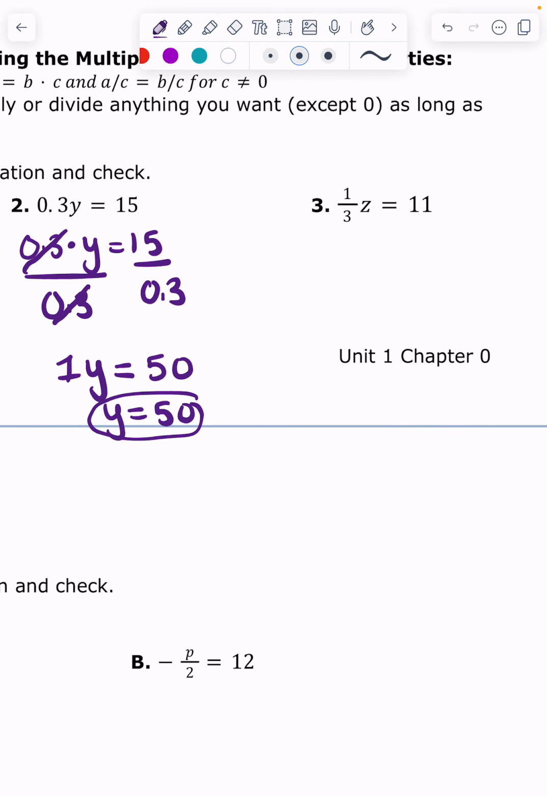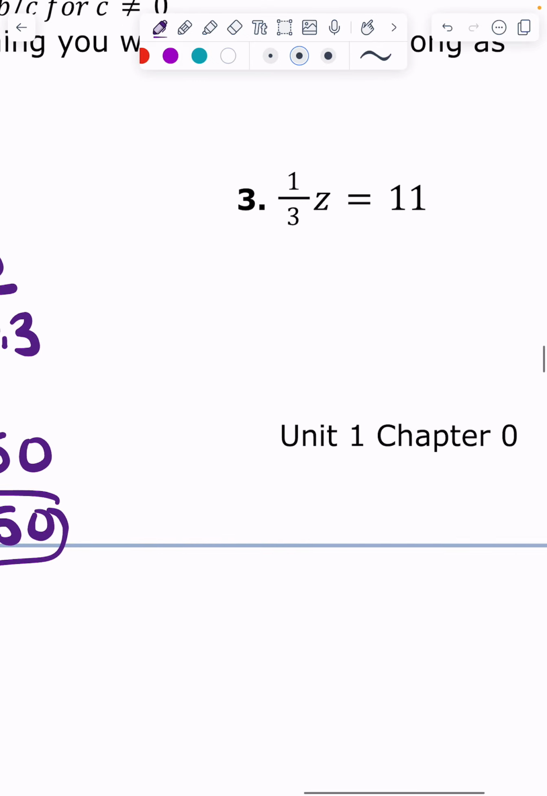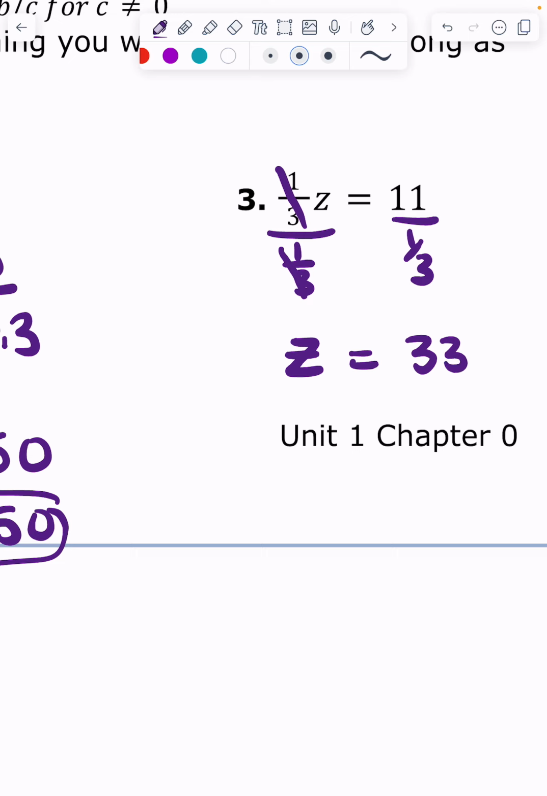And here's one where you could actually multiply or divide this one. It turns out that if you divide both sides by 1/3, it's the same as multiplying by 3, because that's how division of fractions work. So just to be consistent, I'm going to do division like we've been doing, and you should get z equals 33. Now, if you were taught to do that one by multiplying both sides by 3, that's fine. You're going to get the same answer.